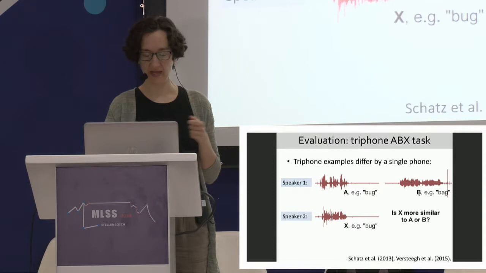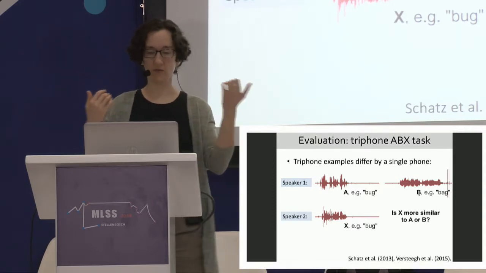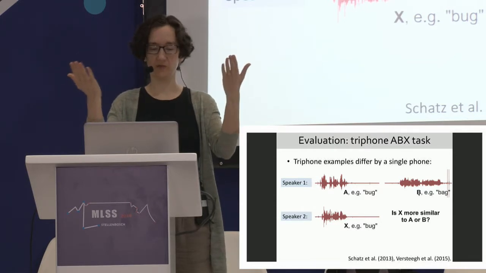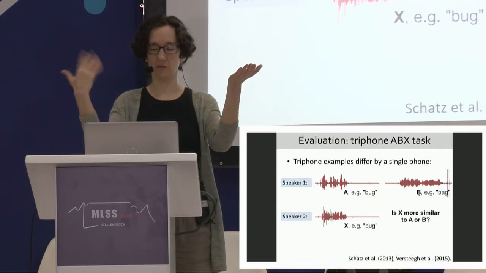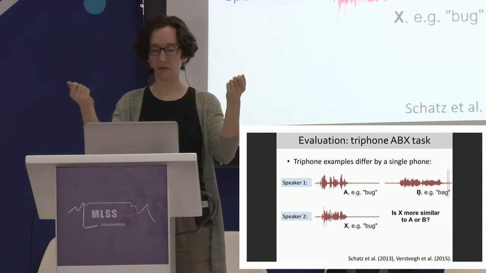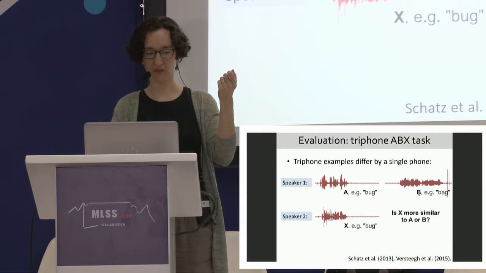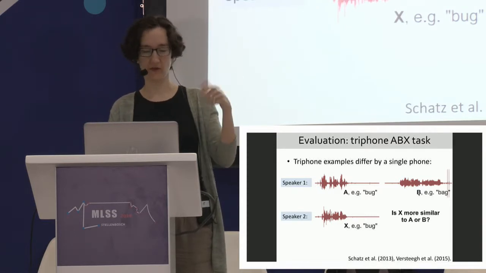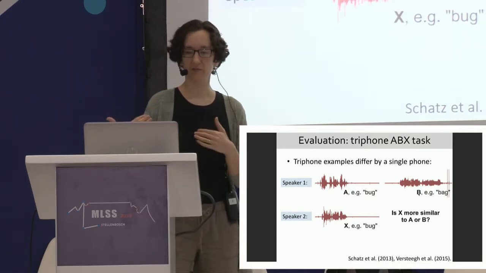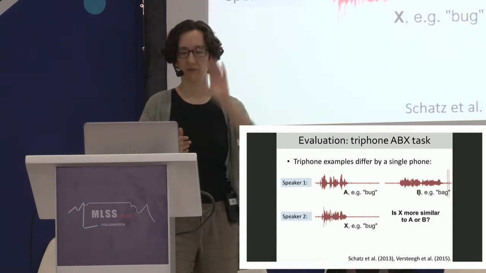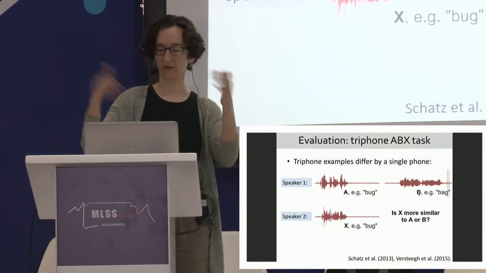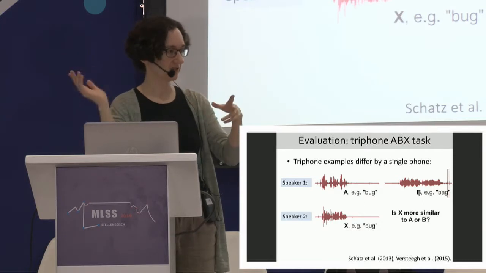So we use this thing called an ABX task. Right? So you imagine that there's one speaker who has at some point produced, let's say, the word bug and the word bag. So those two things vary by just a single phone in the middle. And then we present a different speaker's instance of one of those things, in this case bug, and we ask the system to tell us, is this more similar to speaker 1's bug or speaker 1's bag, right? So can it actually tell what's the same and what's different when it needs to?